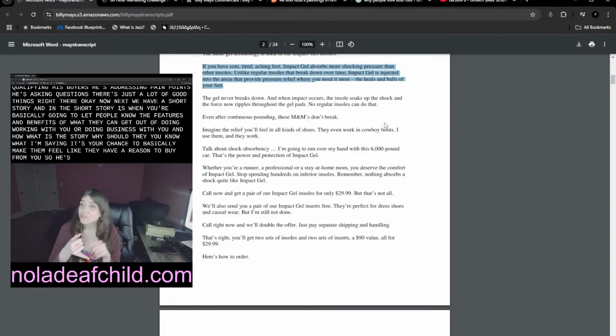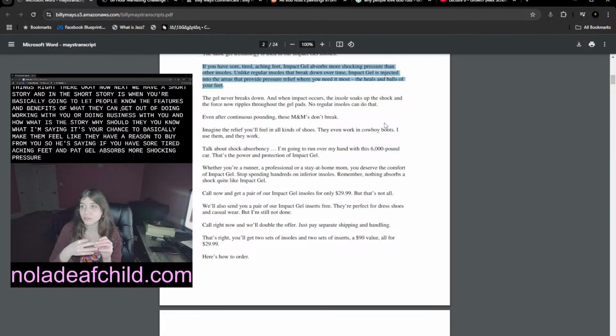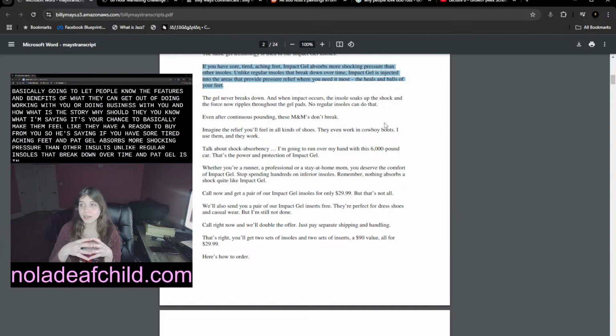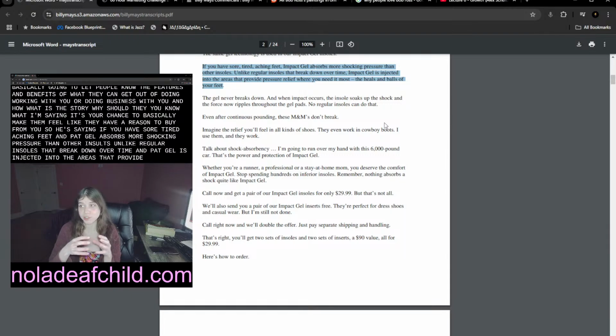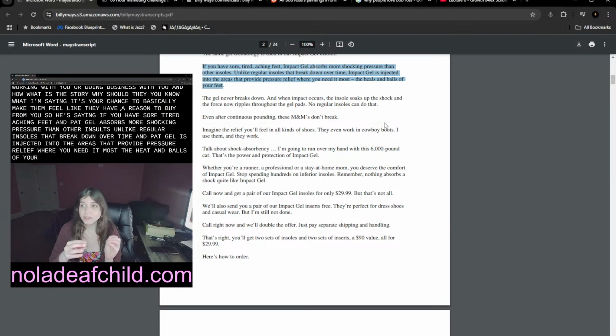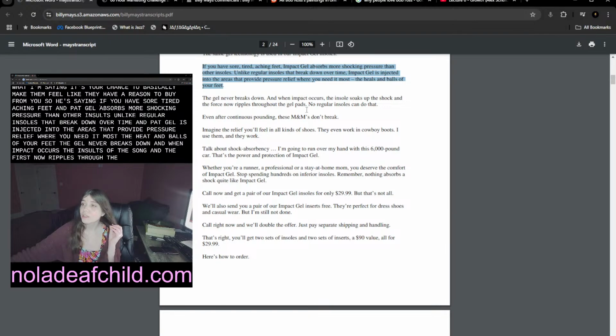If you have sore, tired, aching feet, Impact Gel absorbs more shock and pressure than other insoles. Unlike regular insoles that break down over time, Impact Gel is injected into the areas that provide pressure relief where you need it most, the heels and balls of your feet. The gel never breaks down, and when impact occurs, the insole soaks up the shock and the force ripples through the gel pads. No regular insoles can do that.